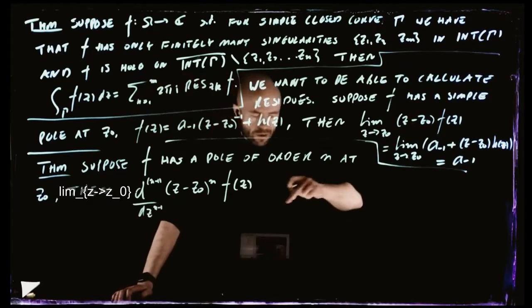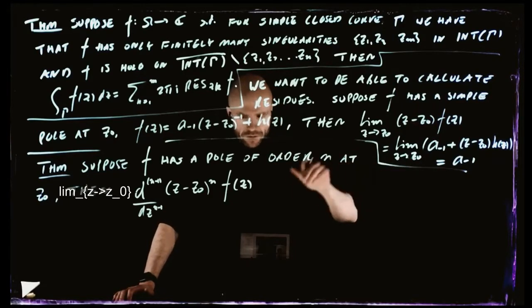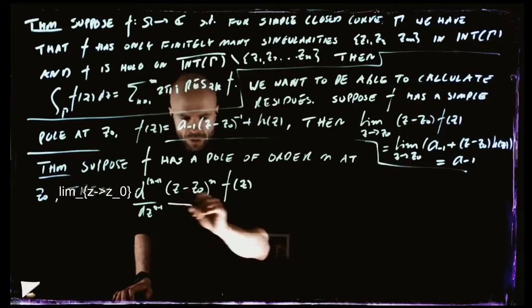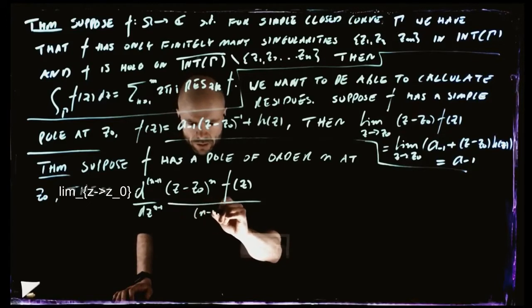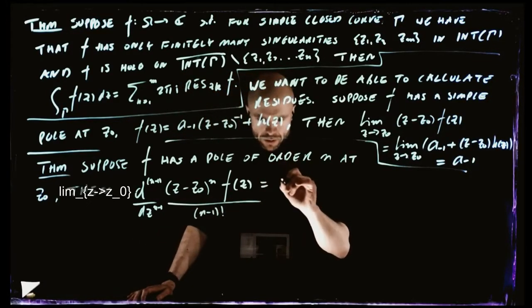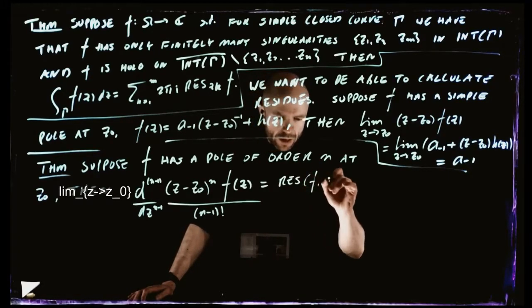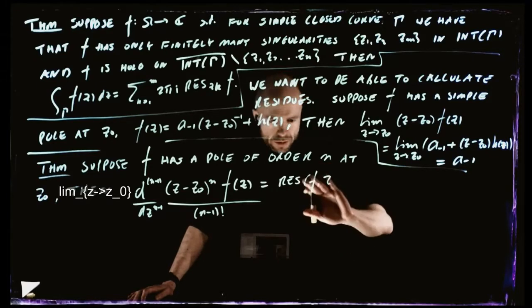And when we do that, we're going to have a bunch of factorial expressions which we want to divide through. So we're going to divide by (n minus 1) factorial. And that thing will be the residue of our function f at z0.